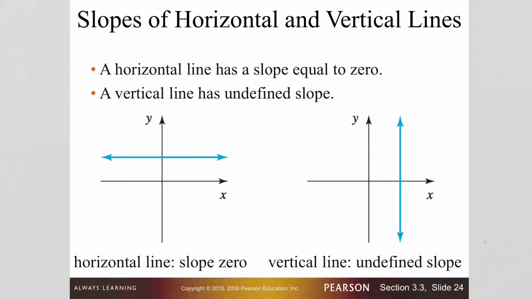Alright, so this is just a generic page letting you know a horizontal line has a slope that is equal to 0. A vertical line has a slope that is undefined.